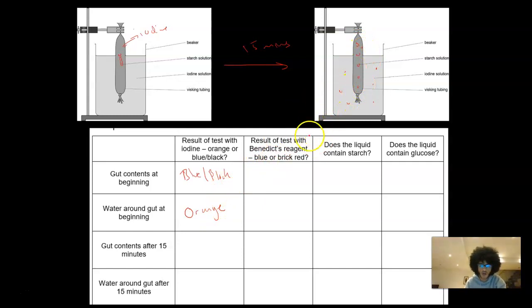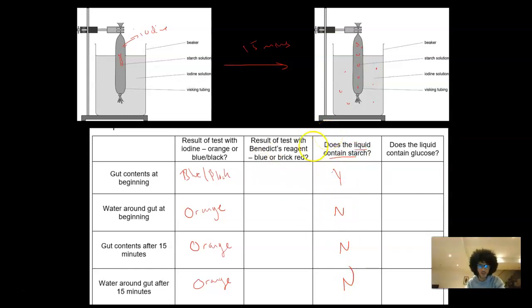Now, because most of it's broken down, this blue-black color will actually start to disappear, and you'll be left with orange. And then the water around the gut, because no starch has managed to move through, will also remain orange. Then just to fill out this third column, does the liquid contain starch? Well, at the beginning it's a yes, but the other times it's no because it gets broken down.